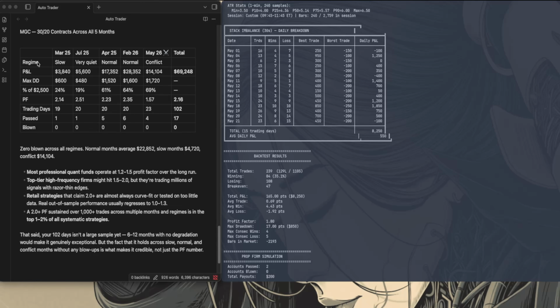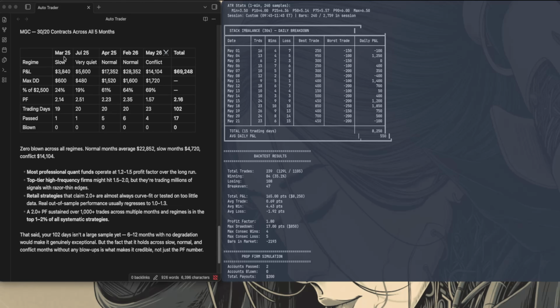The regime is what the period was like. Now, when you see these results, I have it for March 25th, July 25th, April 25th, February 26th, and May 26th. You have to test something in different market conditions.